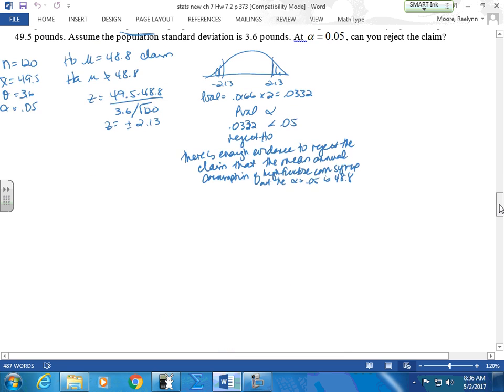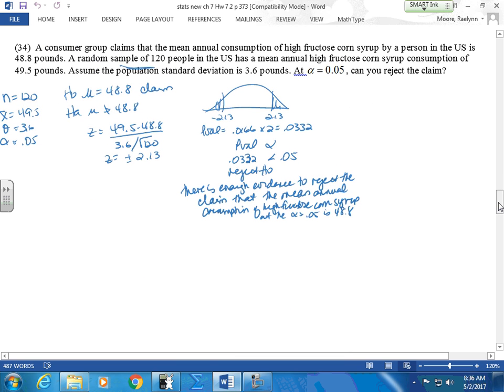34. This is the last one. A consumer group claims that the mean annual consumption of fructose corn syrup by the person is, there's your equal to. Again, can you reject the claim? Reject means we got an HO. Do we have an HO? Yep, there's good checks and balances in here. Oh, yep, I do have an HO.